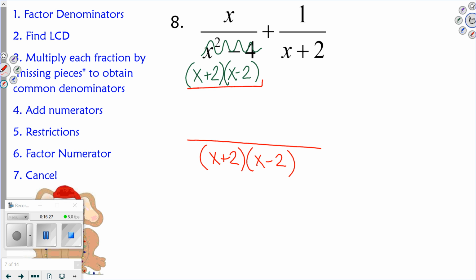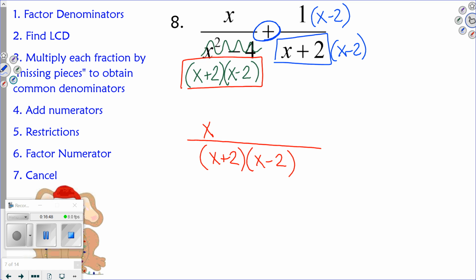So what is this missing to look like this? Nothing. So just an x is going to come down. Okay, what is this missing to look like this? It's missing the x minus 2. So then we're going to multiply the top by x minus 2. And if I distribute a 1 to that, I just get x minus 2.